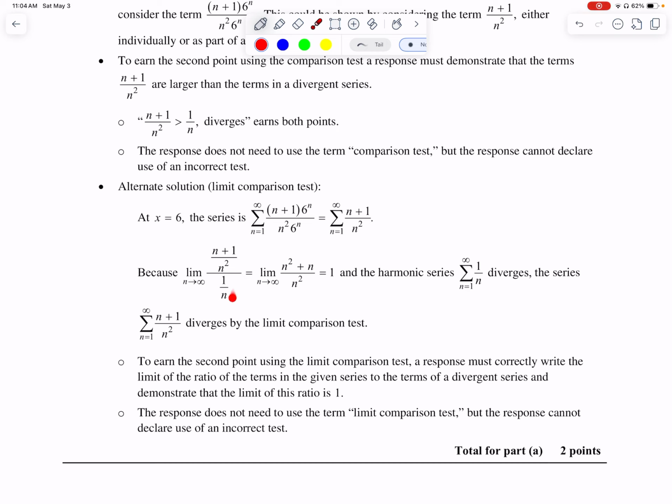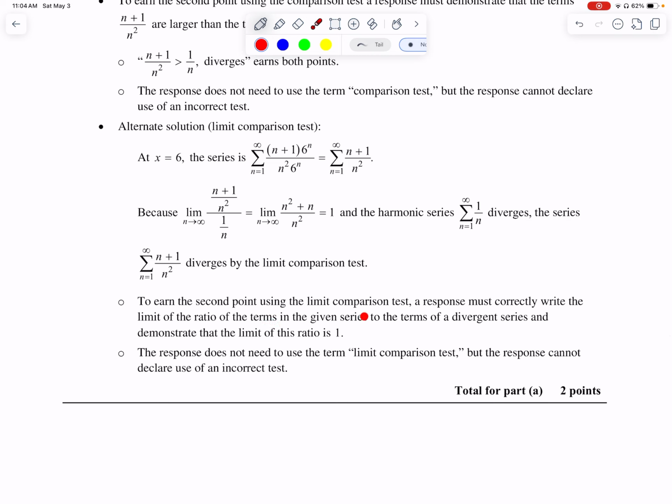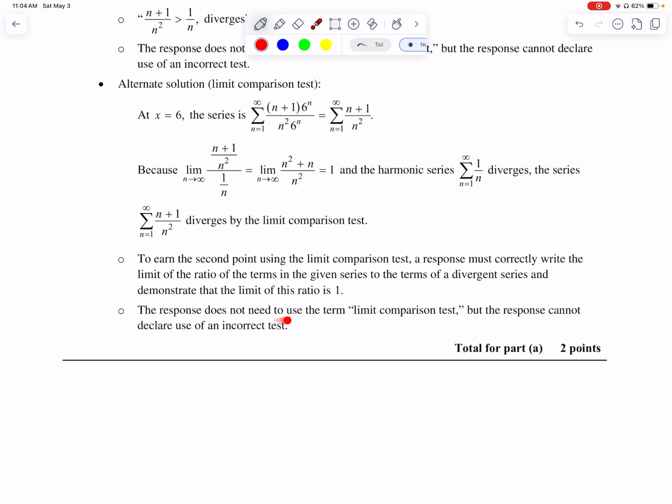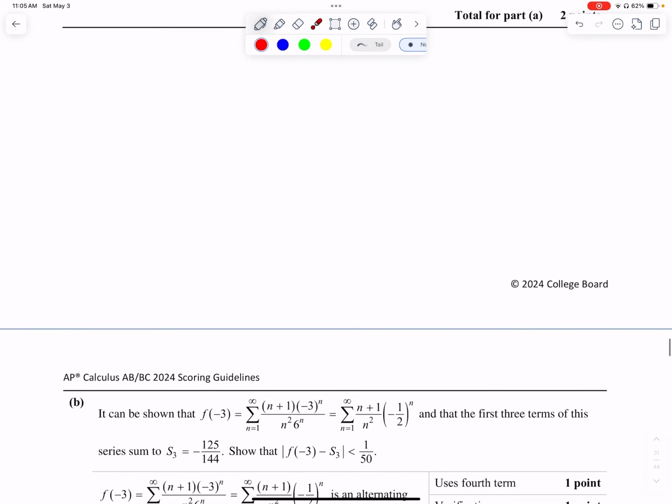And they did the same thing that we did, taking the limit of the ratio and saw that it was 1. And to earn the second point using the limit comparison test, response must correctly write the limit of the ratio of the terms and show that it's 1 for that divergent series. The response does not have to drop the name limit comparison test, but if they do drop the name of something, it does have to be the correct one.